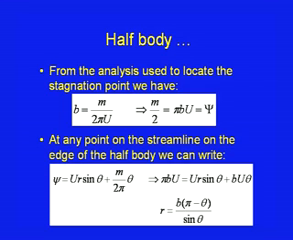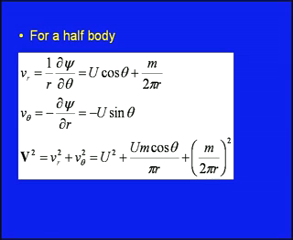Now with respect to all these definitions, we have defined various parameters, and finally for the half body the radial velocity Vr is equal to 1 by r del psi by del theta, that is equal to U cos theta plus m by 2 pi r, and v theta is equal to minus del psi by del r, which is equal to minus U sin theta. The resultant velocity is V square is equal to Vr square plus v theta square, that is obtained as U square plus U m cos theta by pi r plus m by 2 pi r all square.